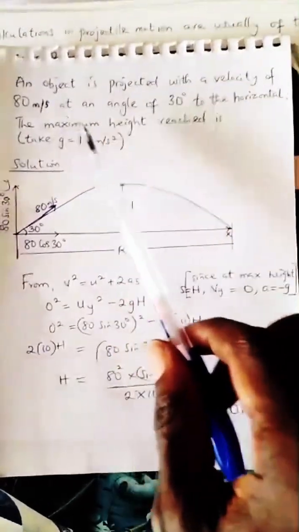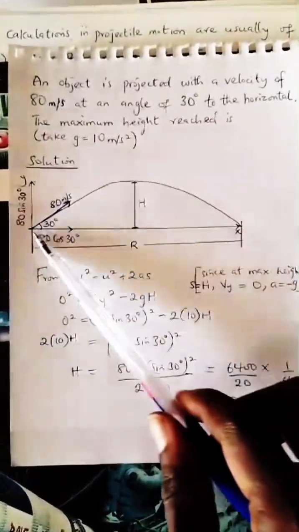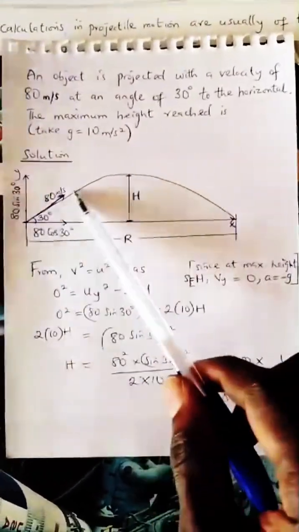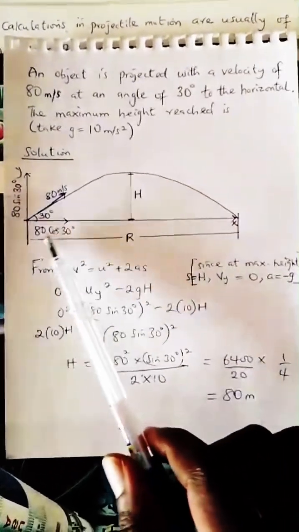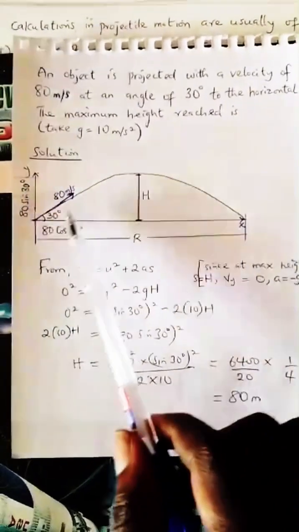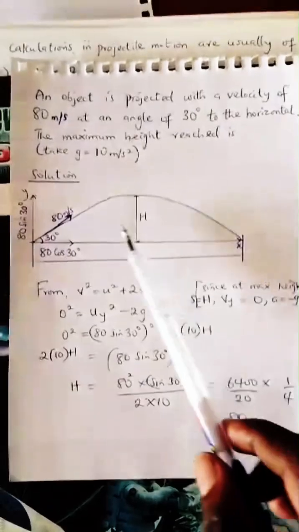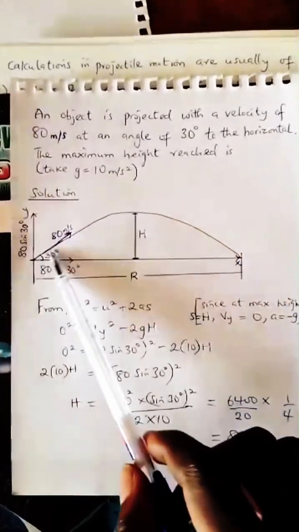The maximum height reached is what? So this is a diagram for the question. It's projected with an initial velocity of 80 meters per second. So vertically, the vertical component for that is 80 sine 30, while the horizontal component is 80 cos 30 degrees. This is the maximum height that the object reaches.